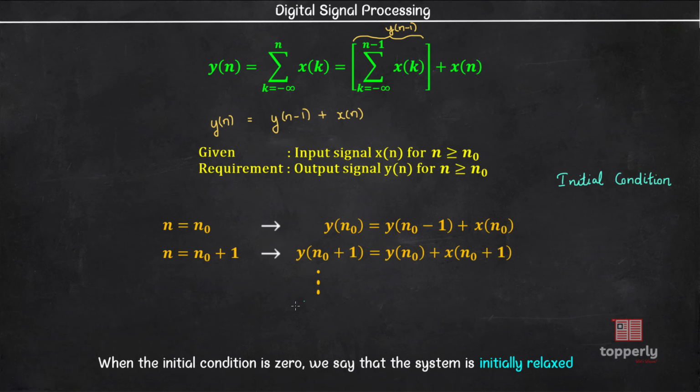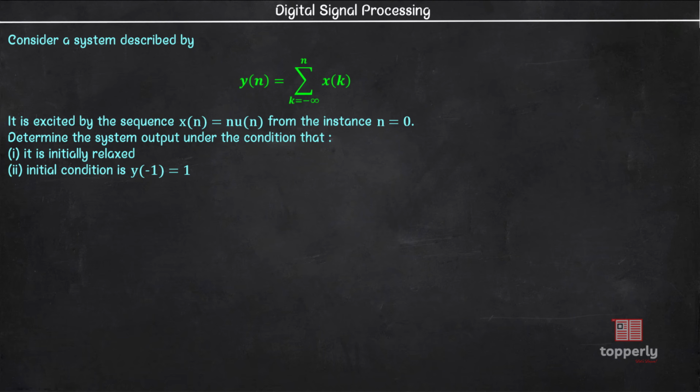Let us now take a small example to understand this concept further. Consider a system described by y of n is equal to sigma k equal to minus infinity to n x of k. This system is excited by the sequence x of n equal to n into u of n from the instance n equal to 0.